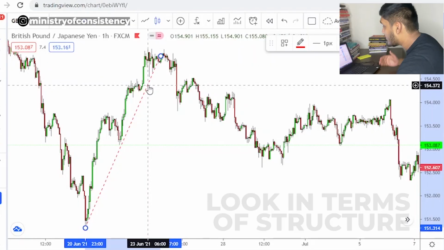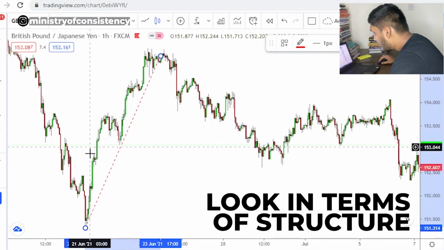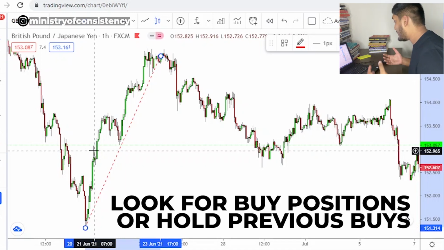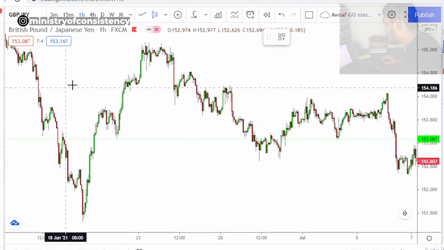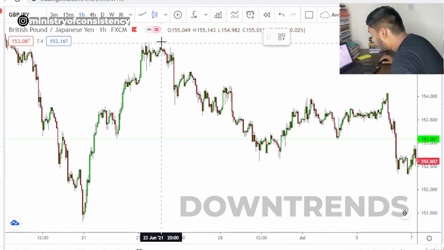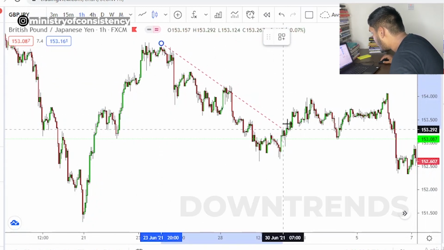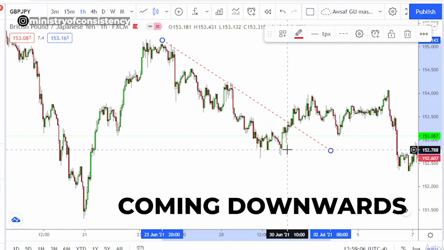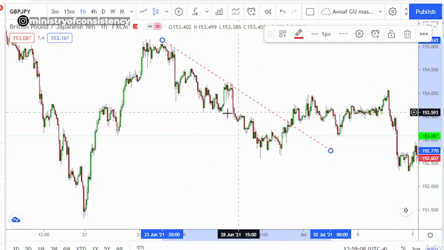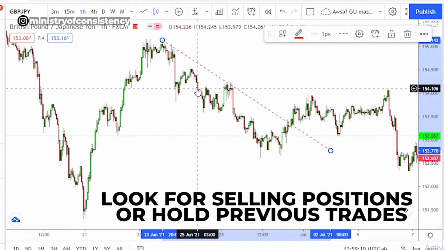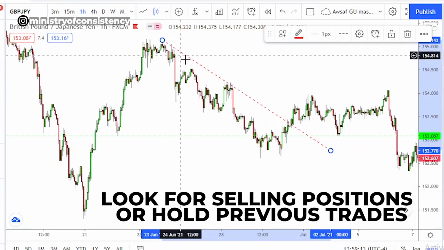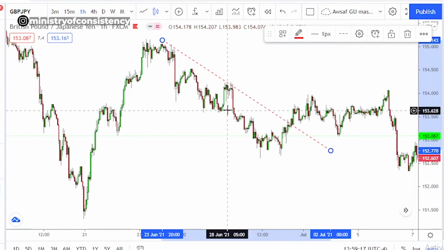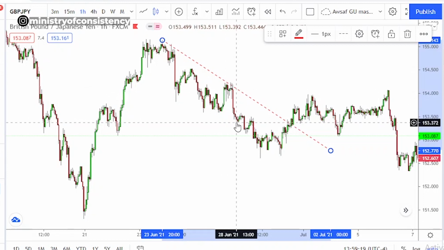We like to look at it in terms of structure. In an uptrend, you look for the markets to set up buy positions or to hold buy positions you have already entered. Contrary, drawing a downtrend in terms of retail perspective is making sure all the points are touching. You want to see it slowly keep coming downwards, and you look for selling positions in a downtrend. Or if you're already inside a sell, you wait for the market to take your positions into more and more profit, so you hold your selling positions while the downtrend continues.